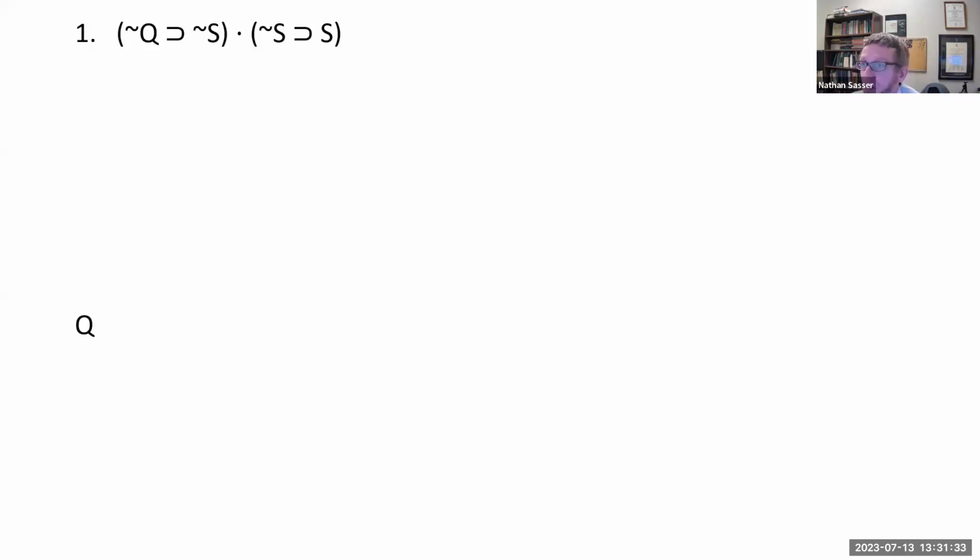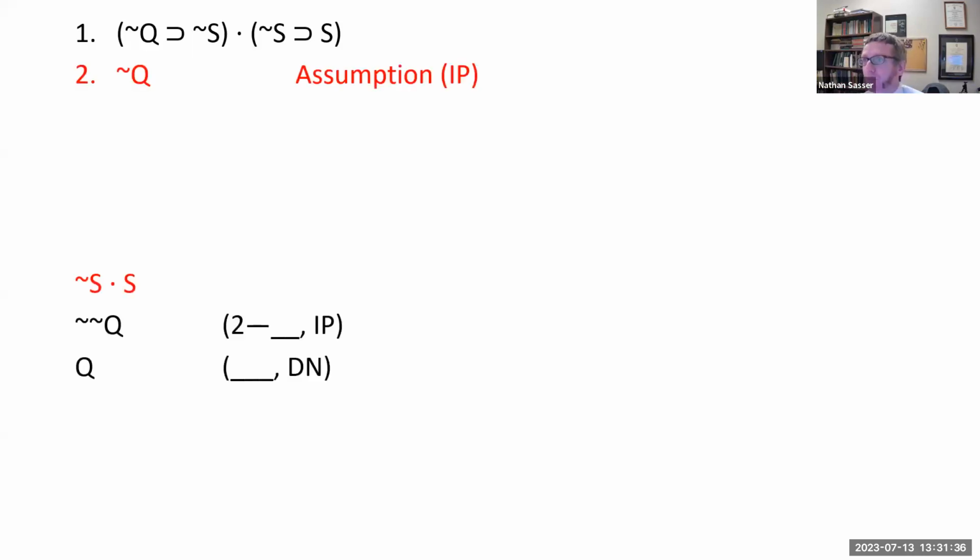So if I'm trying to get to Q, then what I can do is assume that not Q is the case. I can show that it leads to a contradiction, not S and S being true at the same time. And then I can conclude from that that not Q is false, so not Q is true. And of course, not Q is the same thing as Q. So I assume the opposite of what I wanted to eventually get to, that's going to lead to a contradiction, and I can then conclude what I want to get to. That's why I decided to use the indirect proof method.